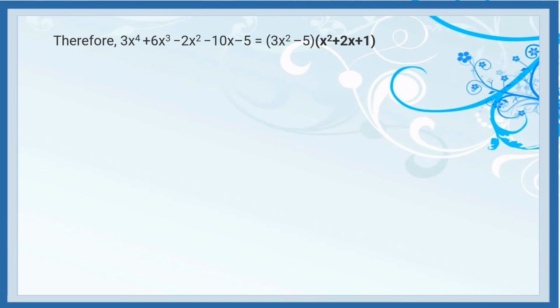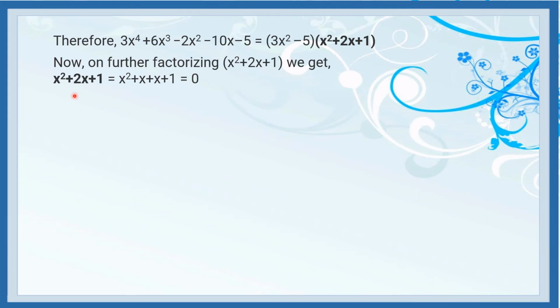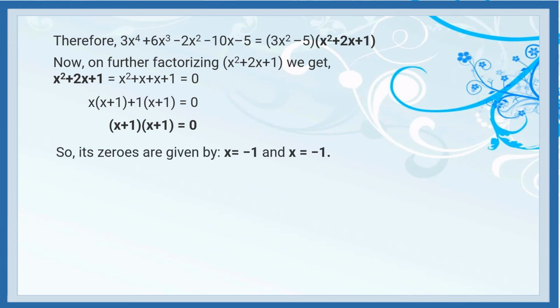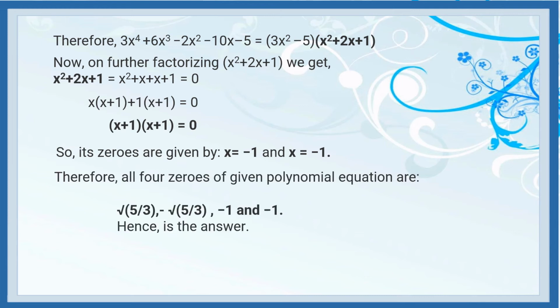So this can be written as 3x square minus 5 into x square plus 2x plus 1. Let us factorize this. So when we multiply, we should get 1 and the sum is plus 2. So 1 into 1, 1 plus 1. So x plus x. We take x common outside, we get x plus 1 into x plus 1 equal to 0. So these are the two factors. So x equal to minus 1 and x equal to minus 1. So the other two zeros are minus 1 and minus 1.